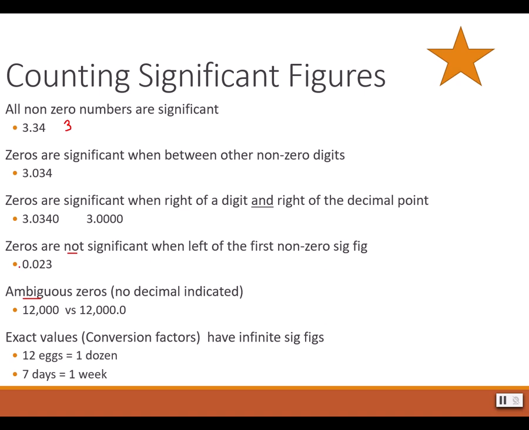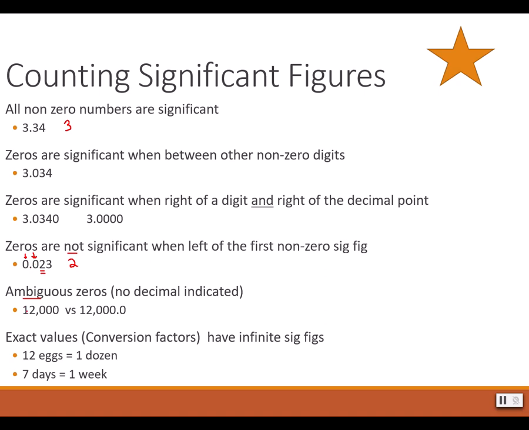So for example, in this measurement, both zeros are not significant because both of these zeros are to the left of the first non-zero sig fig, which in this case is a 2. So this number has a total of 2 significant figures, the 2 and the 3. Okay. So in both those cases, the zeros are not significant.